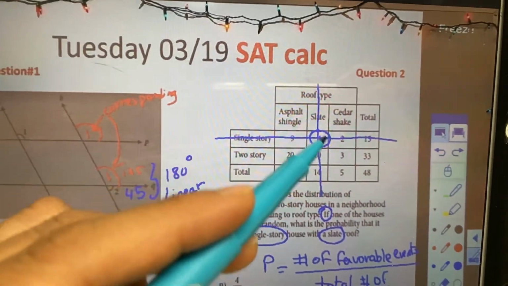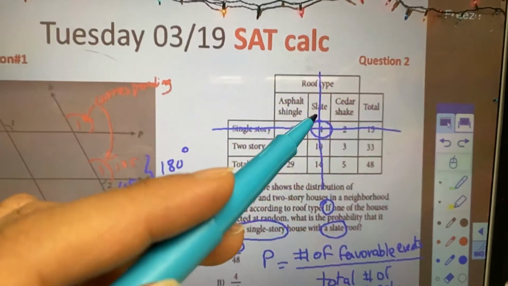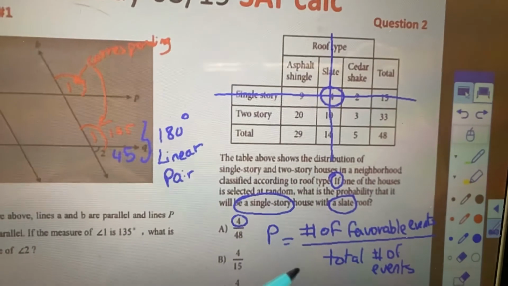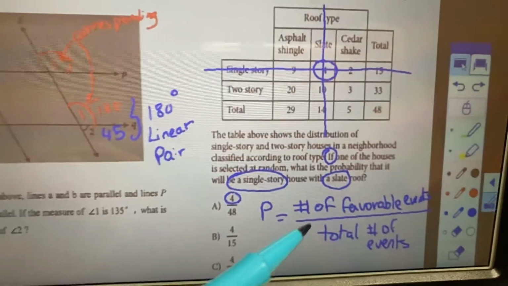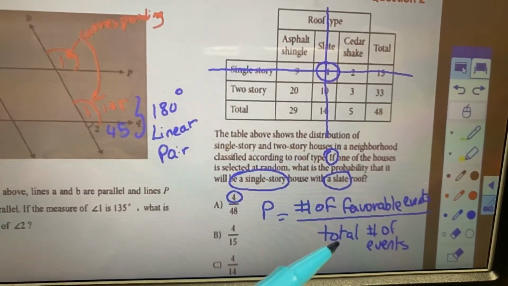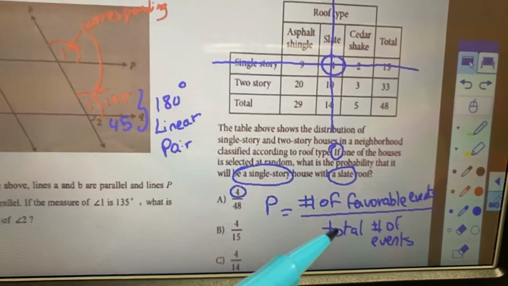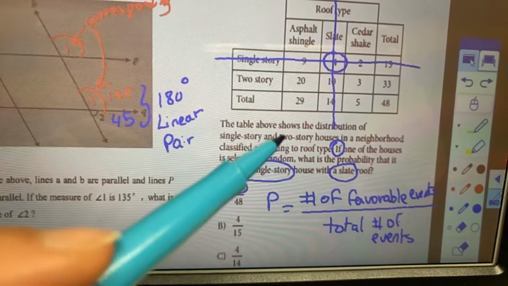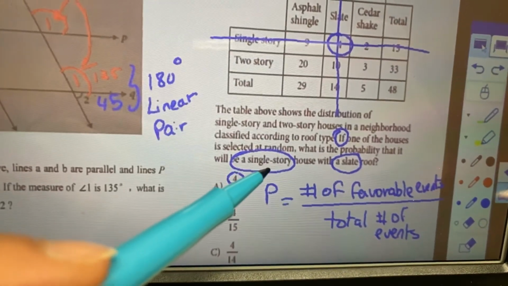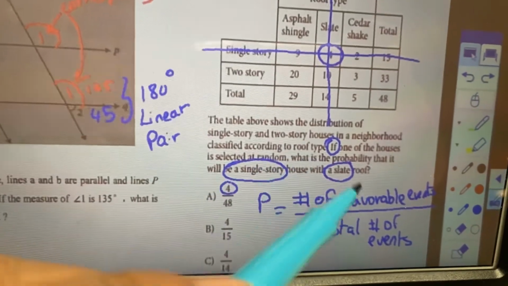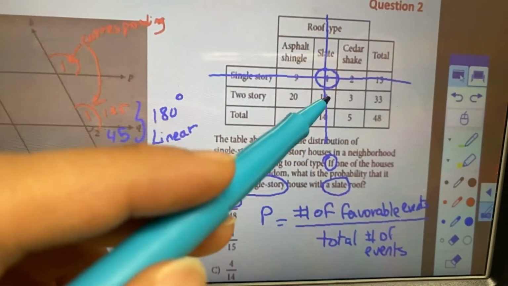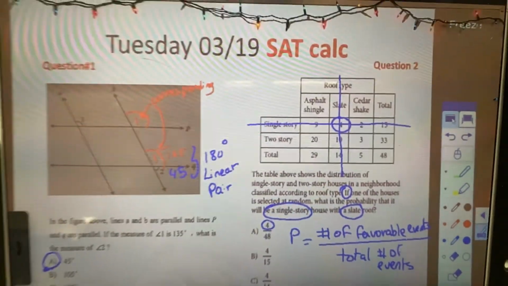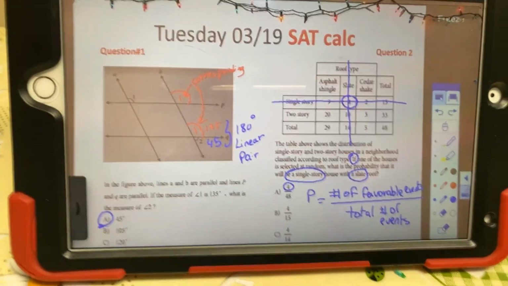So the intersection of those is 4. Since it's a probability, it's a ratio, so it's 4 out of the total, 4 out of 48, and that will be A. Remember the formula: probability is equal to the number of favorable events over the total number of events. So what's my favorable event? It's the one in question, which is single story and slate. There's 4 of them, 4 favorable out of the total. And that was our SAT bellwork for today.